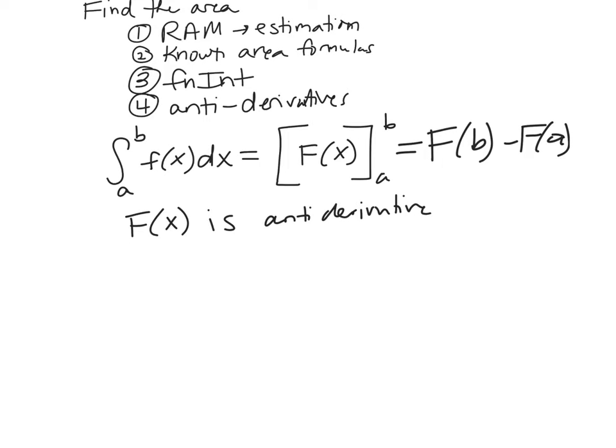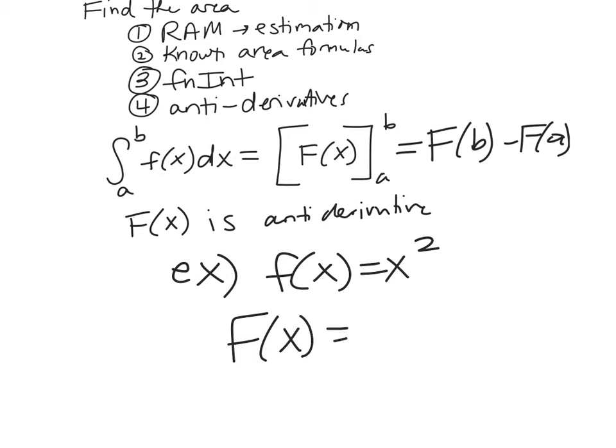So for example, let's not do an integral yet, but let's go ahead and find, let's say that f of x equals x squared. Let's find the antiderivative. So in other words, if we were going to take the derivative of big capital F of x, we would get little f of x, okay? So what would it be? X cubed over 3 plus c.